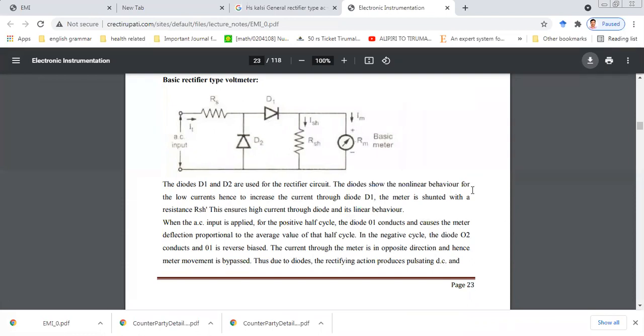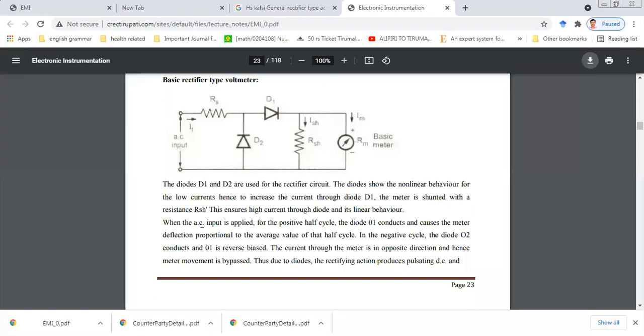The diode shows nonlinear behavior for low currents. Hence, to increase the current through the diode D1, the meter is shunted with a resistance RSH. This meter is connected in parallel with the shunt resistance, that's why you call it a shunt. This ensures high current through the diode and its linear behavior.